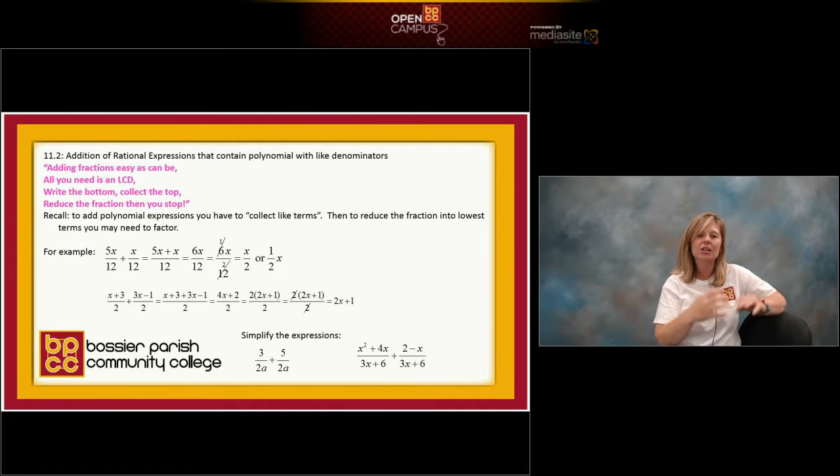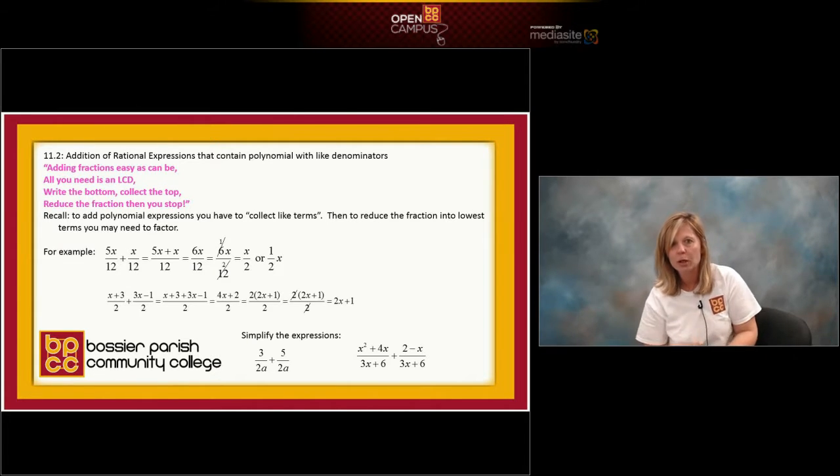All right, let's look at our next example in our notes. x plus 3 over 2 plus 3x minus 1 over 2. All right, we have two fractions. In between them is the operation of addition. So we say, adding fractions easy as can be. All we need is an LCD. Do we have a least common denominator? Sure we do. It's a 2. That's great. So the rule is write the bottom, write the 2.